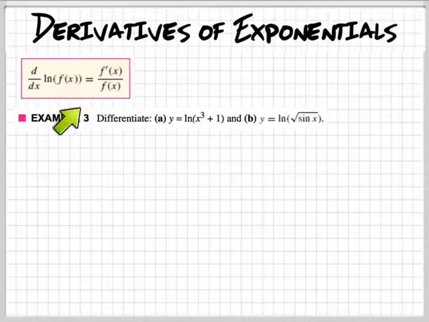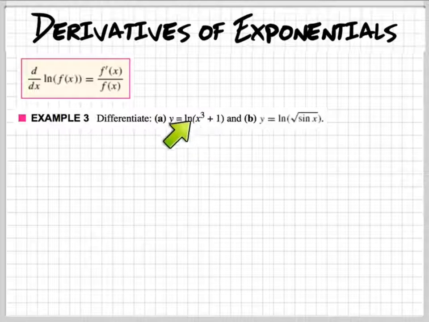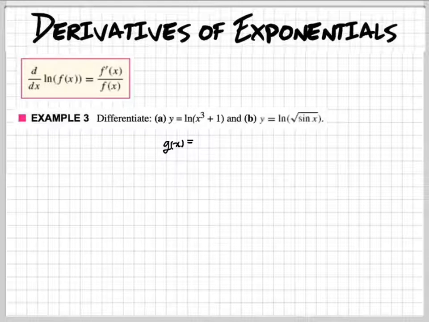I'll talk about this new formula here in a second. Okay. First, I want to just try to do this. Now here we have a function inside of a function. The inside function, your g function, is x to the third plus 1. The outside function, your f function, is natural log of x.